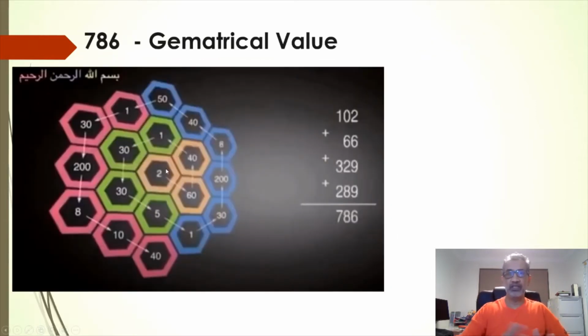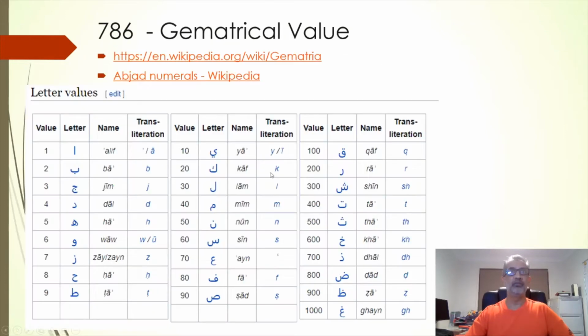So 786, a lot of Muslims over the years would have known this number as a short form of Bismillah ar-Rahman ar-Rahim, and they probably never knew what 786 actually meant. So if you look at the Gematria, if you add 2, 60, 40 for the first word, you get 102. 66 is Allah, Ar-Rahman then is 329, and Ar-Rahim is 289. Add all of those, and the Gematrical value of Bismillah ar-Rahman ar-Rahim is demonstrated as 786. When we get into SQL, I'll also show you another way to verify that.